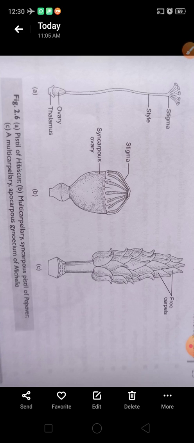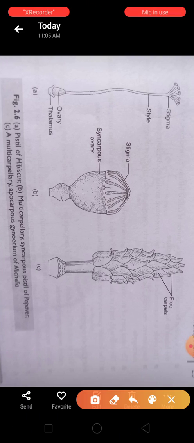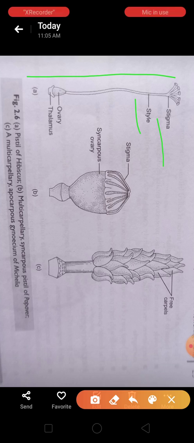First of all, this is the structure of the female reproductive unit, in which three parts are there: stigma, style and ovary. Okay, stigma, style and ovary, the three parts are there.